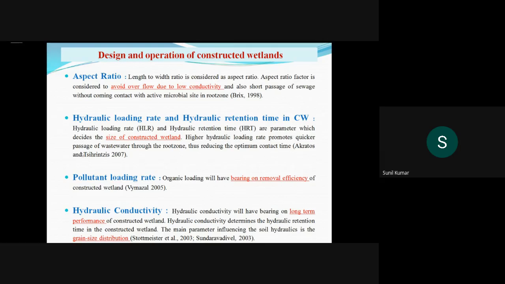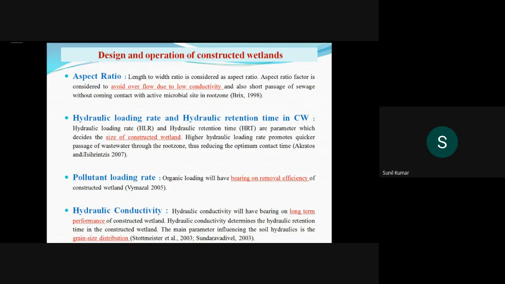So next one is the hydraulic conductivity. As I mentioned, hydraulic conductivity is a very important parameter. Otherwise, long term operation is not possible. Moreover, uniform operation also has to happen. Whatever sewage is fed at the inlet should be uniformly distributed across the root zone. Root zone is a combination of the media and the plant roots. That is called the root zone.